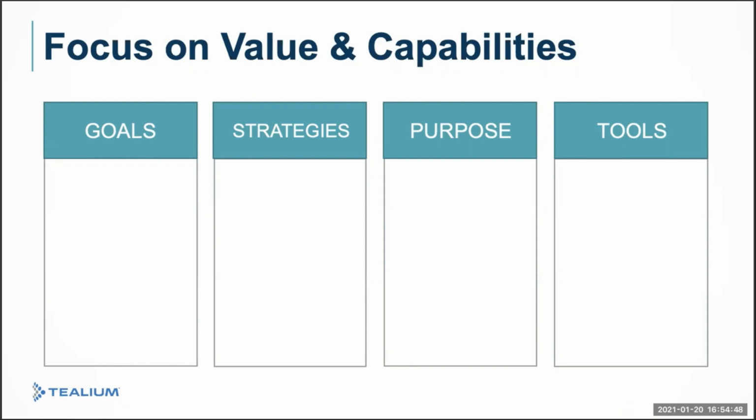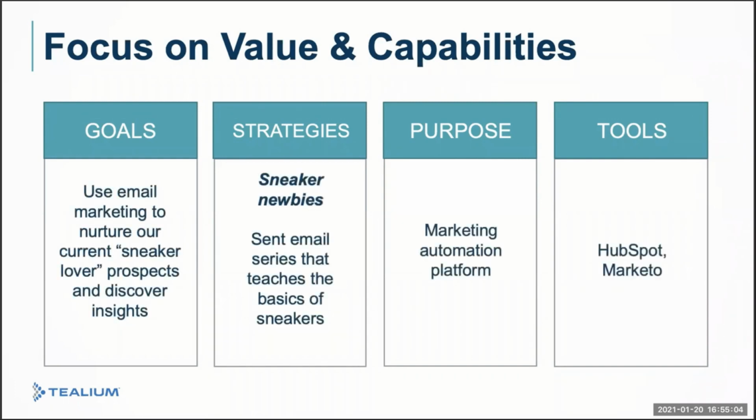And so looking through the goal of your business, what strategies you're going to take to achieve that goal, what purpose or what technology category you think can achieve it, and then selecting the tools that you want to go evaluate, I think is a nice simple framework to start going through. So this is a quick example I thought would be interesting for us to go through. Let's say I have a sneaker company, something like GOAT. I'm a big shoe buyer. GOAT is this online sneaker marketplace. So maybe they want to use marketing to nurture current sneaker-lover prospects and discover insights.